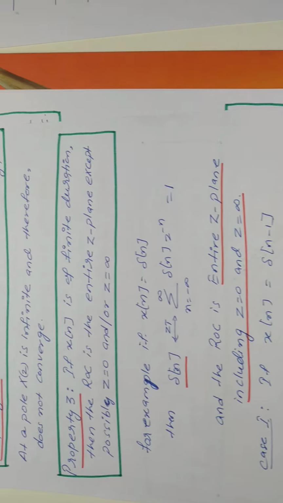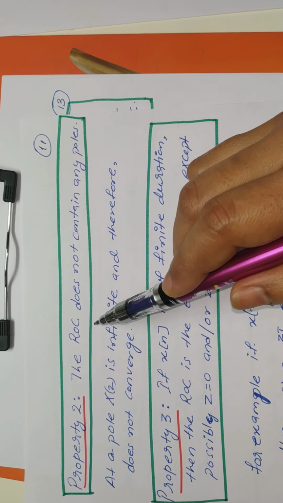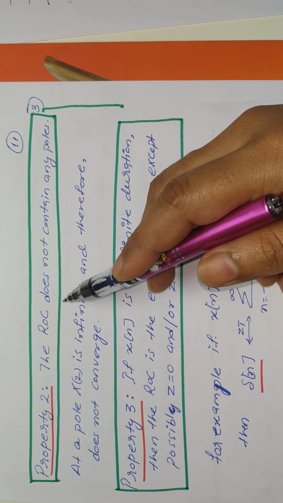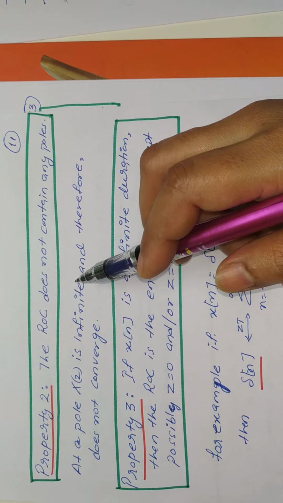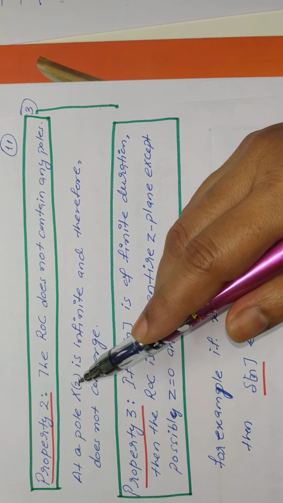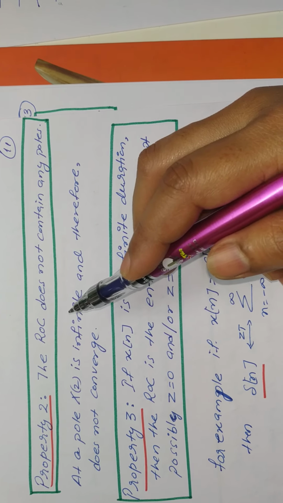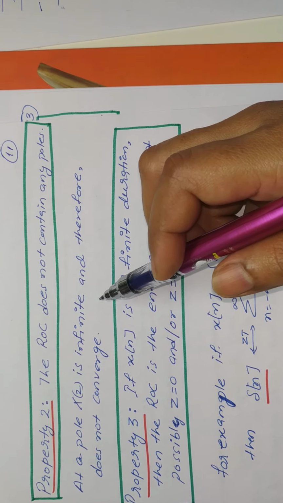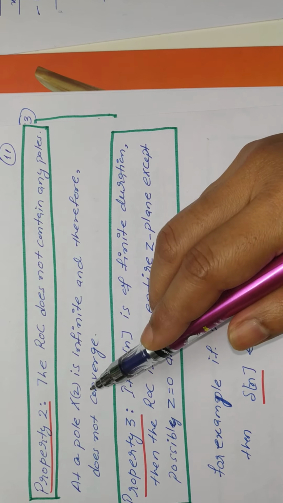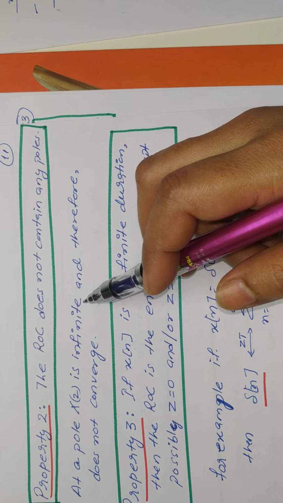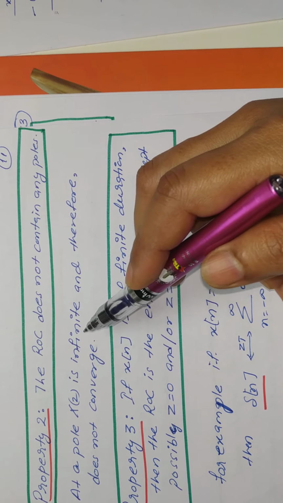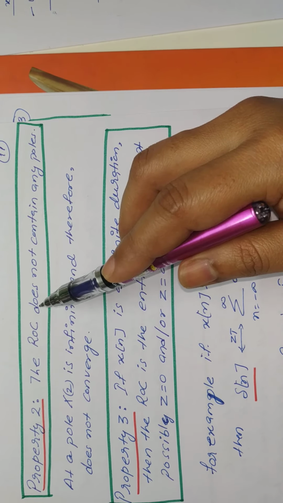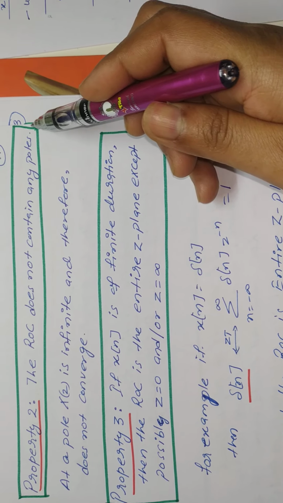Now we'll move on to the second property. The second property says that the ROC does not contain any pole. That means the region of convergence will not have any pole. At a pole, X(z) has an infinite value, because the poles are the values of z which are in the denominator. If at those points we calculate X(z), the denominator becomes 0 and the entire X(z) becomes an infinite value, and therefore it does not converge. So the ROC does not contain any poles.